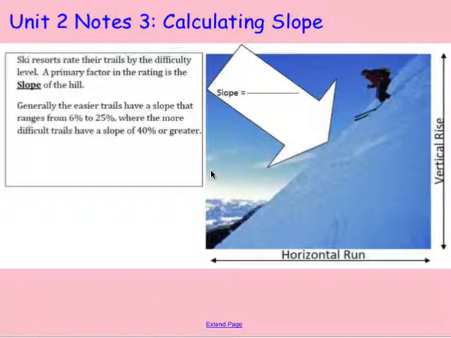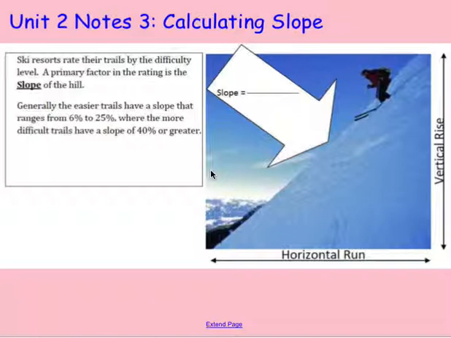Okay, so first of all, if you're talking about ski resorts, they're going to rate their trails based on the difficulty level, and they do that based on the slope of the hill, so how steep that hill is. Generally, the easier trails have a slope that ranges from 6% to 25%, whereas more difficult trails have a slope of greater than 40%.